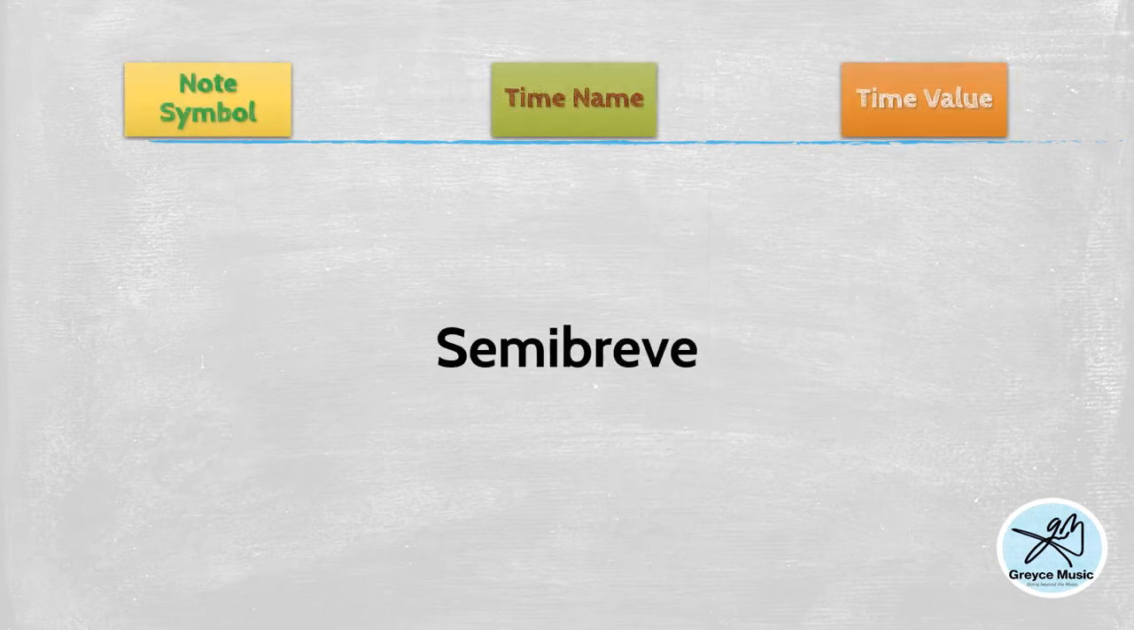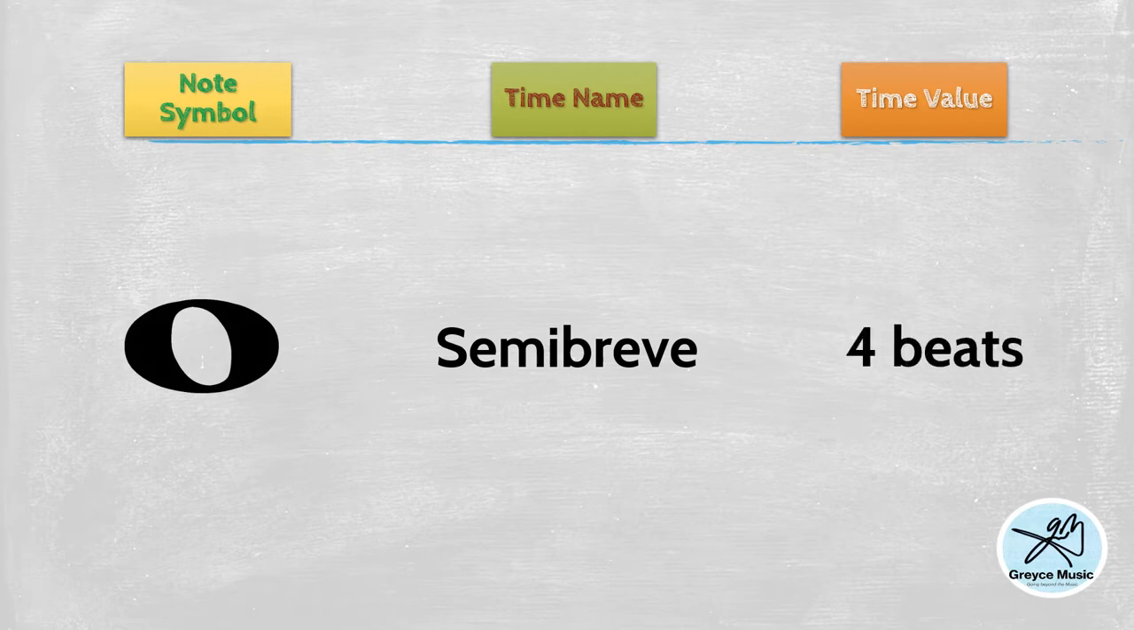The semi-breve has a time value of 4 beats, and its note symbol can be easier to remember as it's similar to an oval.